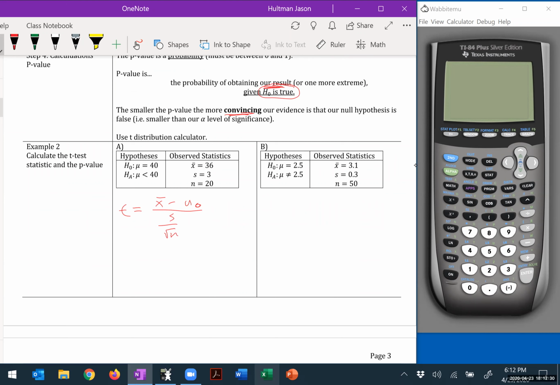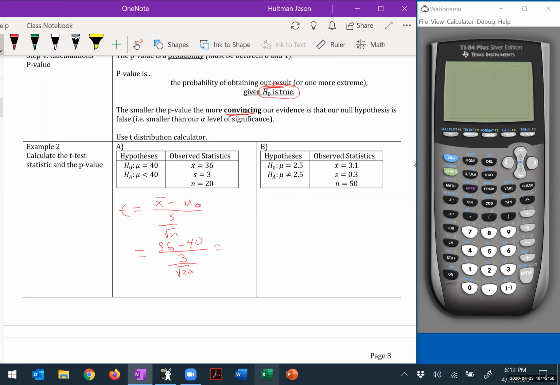So what's this going to be? Well, we're going to plug in our values here. X bar is 36. What's the mu that we're testing against? The mu that we're testing against is 40. So this is going to be minus 40 all over s, which is 3, over the square root of 20.